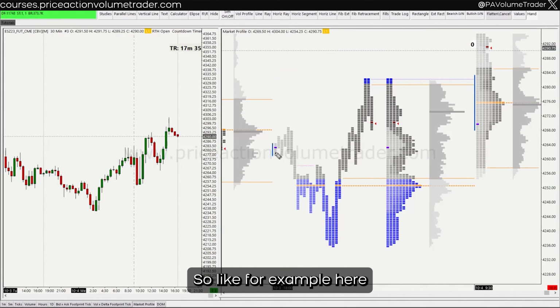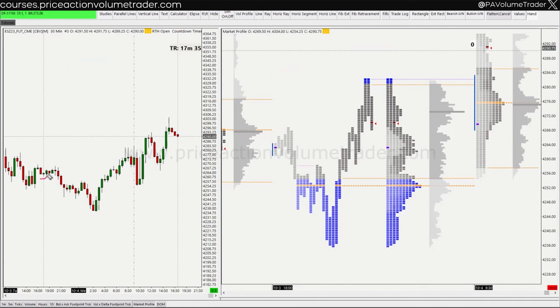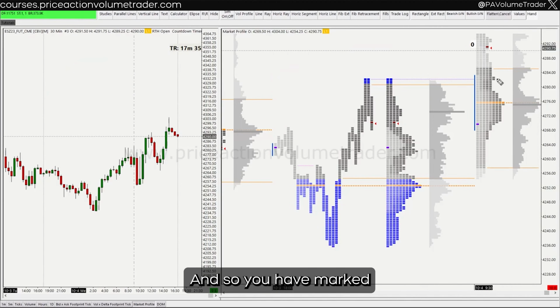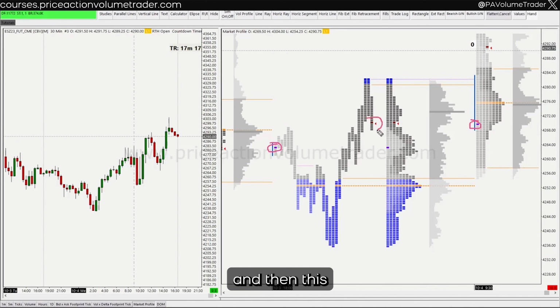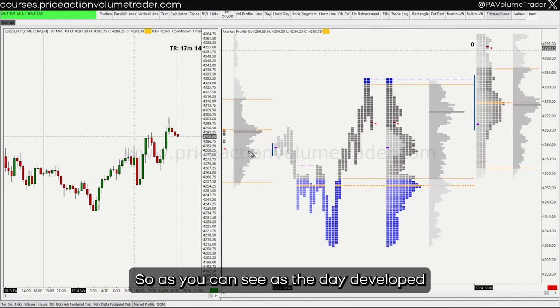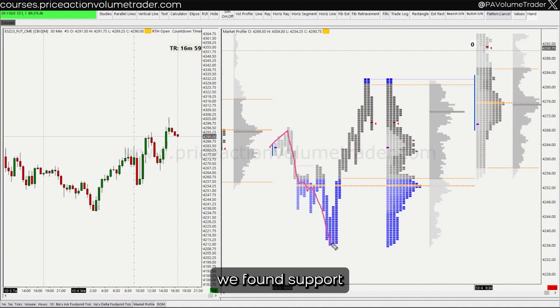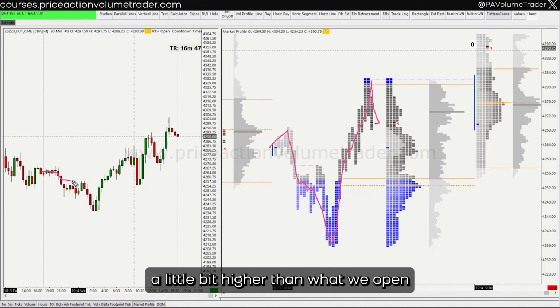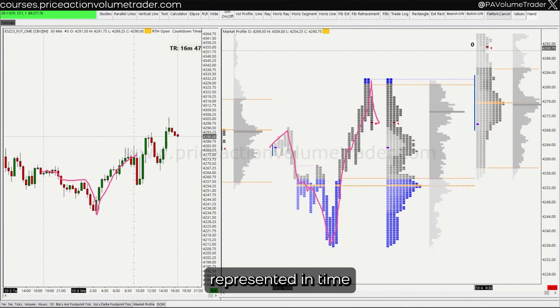So for example, here, this small little candle right here is going to be the open that we have here, and so you have it marked with this purple dot right here. This is going to be the open, and then this red triangle that I have here is going to be the close of the market. So you can see we open right here and we closed right over here. As you can see, as the day developed, market opened here, we went down, we found support, and then we ended up pushing all the way up and closing in green for the session, a little bit higher than what we opened. So this is the same thing represented in time.